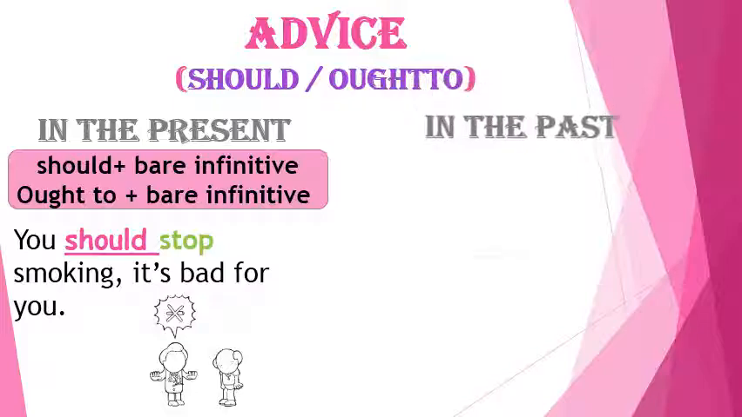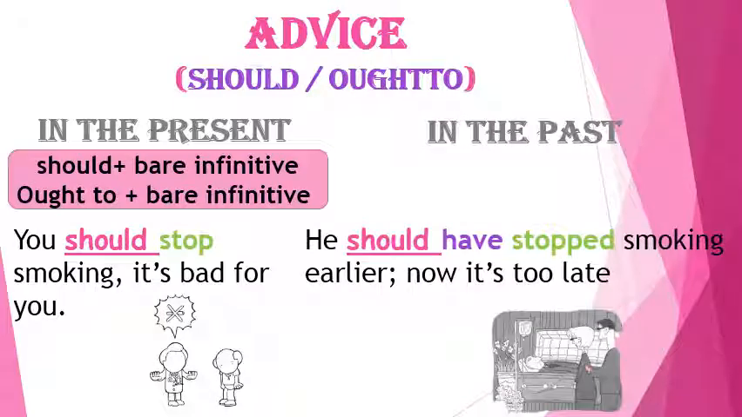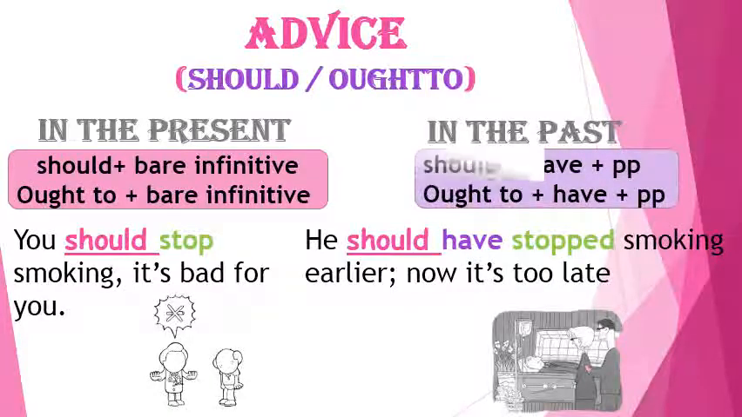In the past we would say: he should have stopped smoking earlier. Now it's too late. We express it, as we saw before in the example, using should plus have plus past participle. We can say: he ought to have stopped smoking earlier. Now it's too late, using ought to plus have plus past participle.